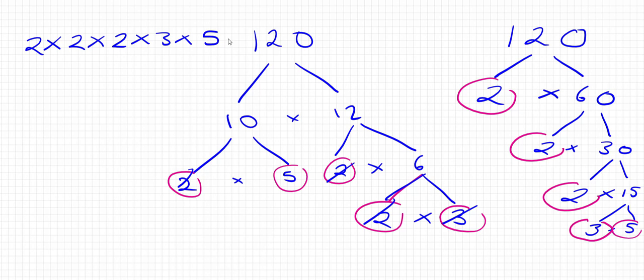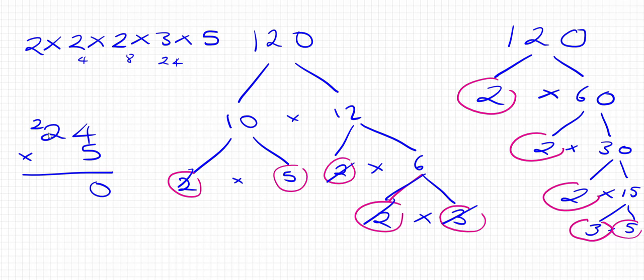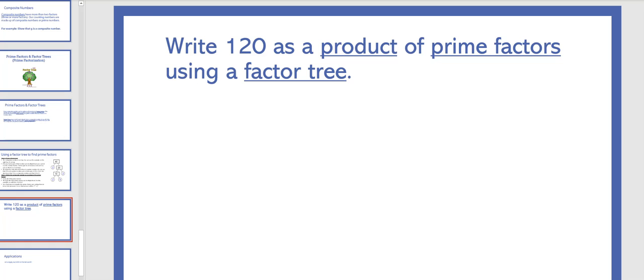Okay, now if I go 2 times 2, which is 4, 4 times 2, which is 8, 8 times 3, which is 24, and 24 times 5, well, 5 times 4 is 20, put the 0 down, carry the 2, 5 times 2 is 10, plus 2 is 12. It gives me 120. That's what we mean by that term in our question.